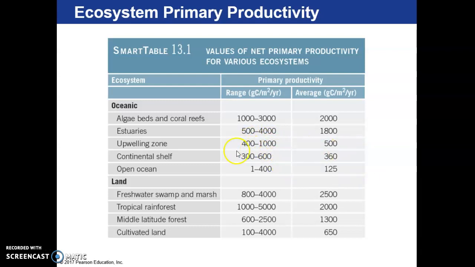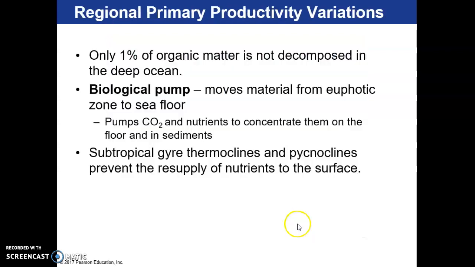Continental shelves are pretty productive, but there are a lot of interfering factors there. But if you look here at the open ocean, if your creature lives exclusively in the open ocean, they probably are migratory. With them being migratory, they're going to have different areas where they go to get their food and then go back out into the open ocean. There's not much productivity that occurs in the open ocean. We only have about 1% of organic matter that's not decomposed in the open ocean.